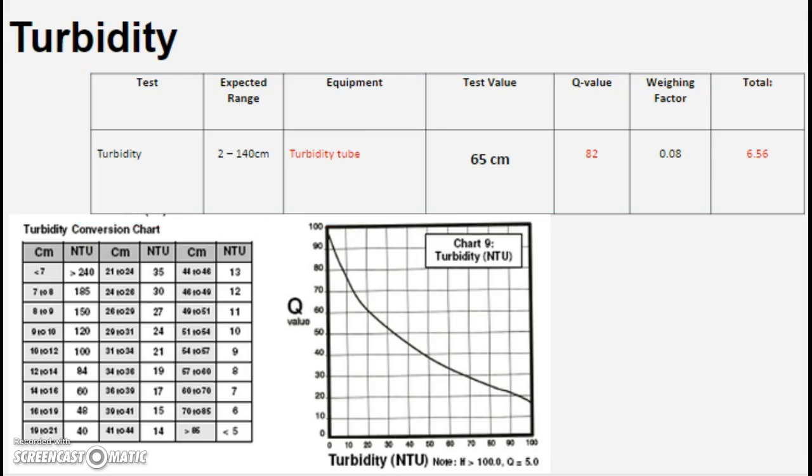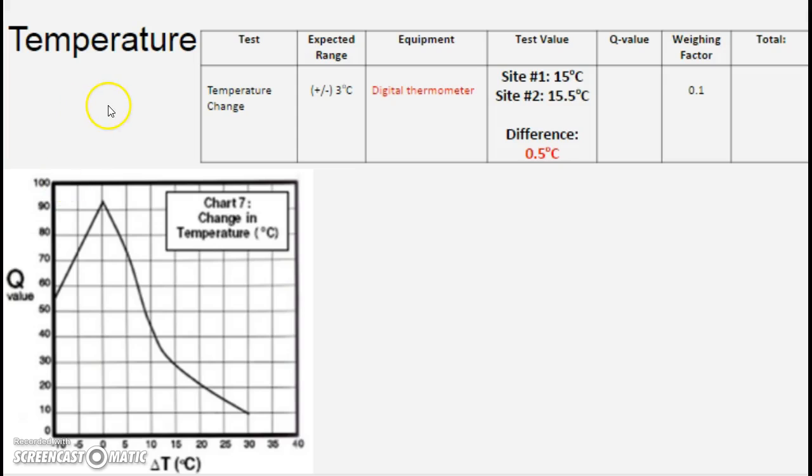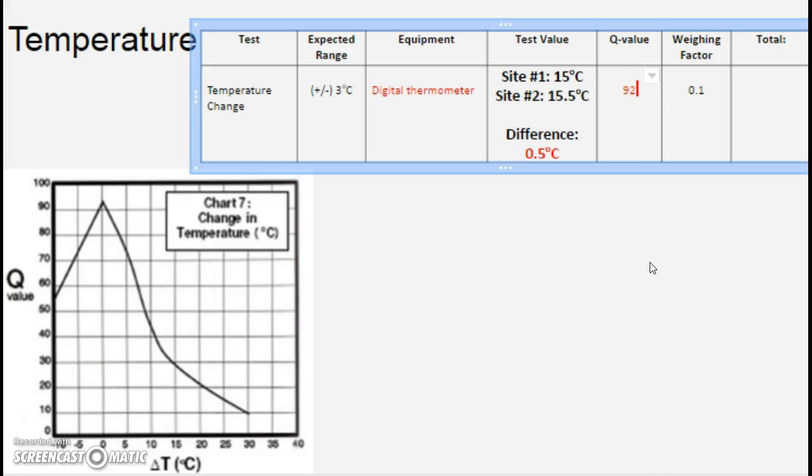And that's important here. Take a look. Temperature: I have provided information, 15 degrees C and 15.5 degrees C. Therefore, the difference is 0.5. 0.5 is just barely over here. I'm going to follow it all the way up, and let's say I'm going to go with 92. So 92, that's pretty good. And 92 times 0.1 gives me 9.2. So far, so good.